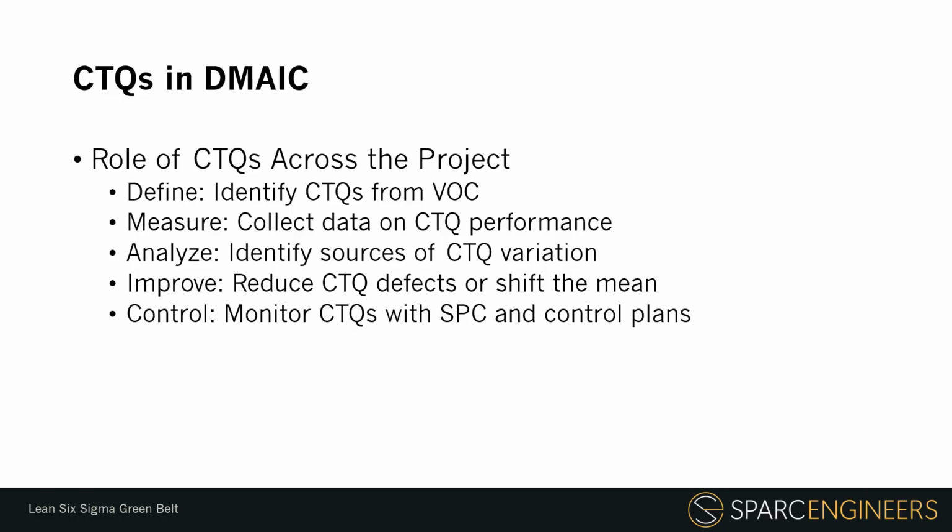In the control phase, we monitor CTQs using tools like SPC, control charts, control plans, standard work, and reaction plans. This is why CTQs are so important. They keep the project connected to customer impact from beginning to end. Without CTQs, a project can drift toward internal preferences or convenient metrics. With CTQs, the project stays focused on what the customer actually needs.